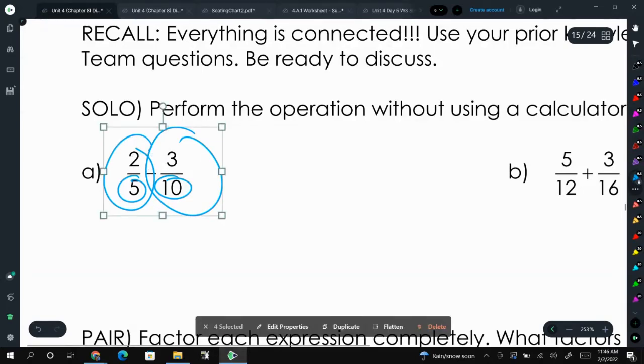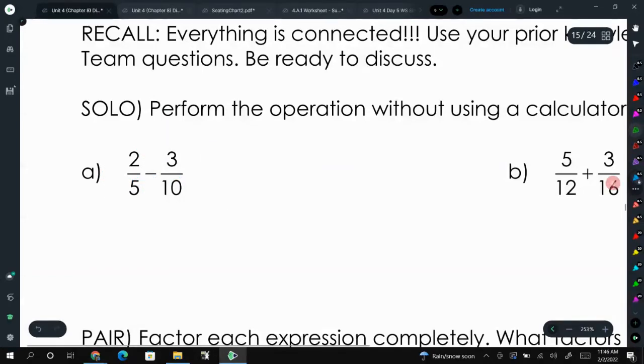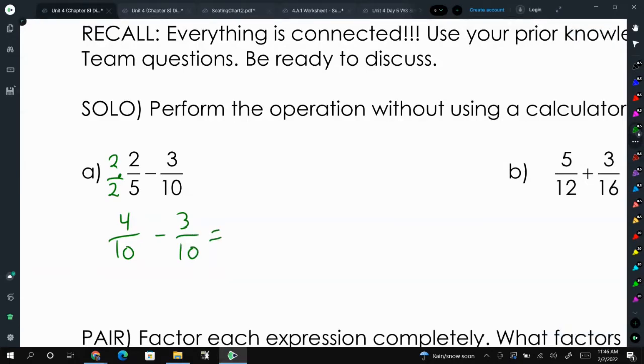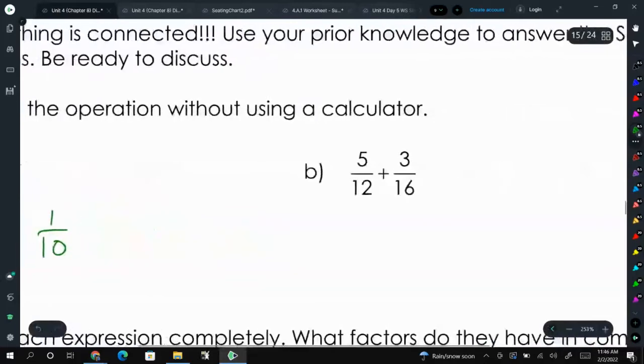So here, with these problems, they're just basic numbers that we're used to dealing with. So on the fraction on the left, if I multiply the top and bottom by 2, that's going to be 4 over 10 minus 3 over 10. And now that the denominators are the same, you can take 4 minus 3, you get 1 over 10.